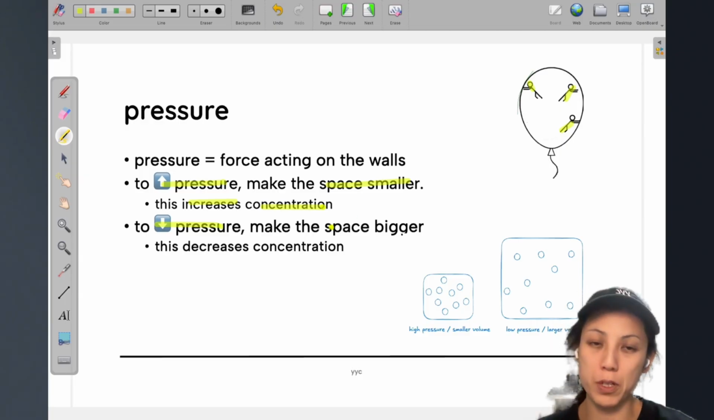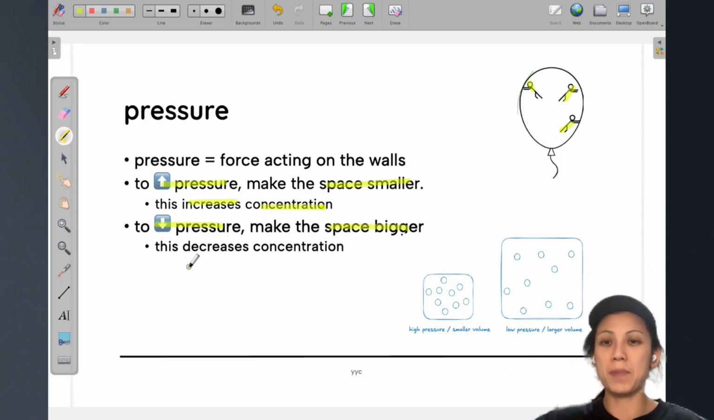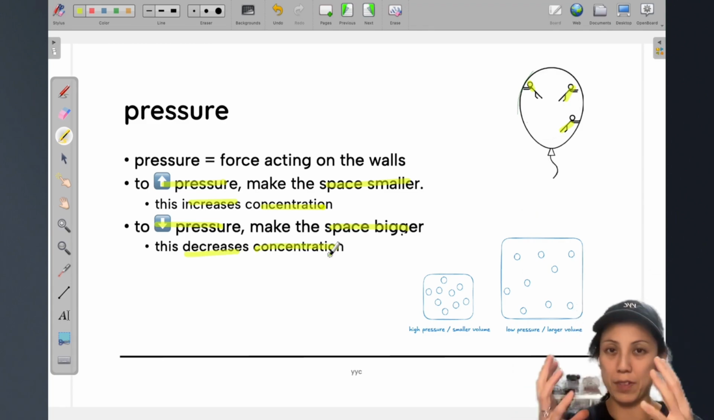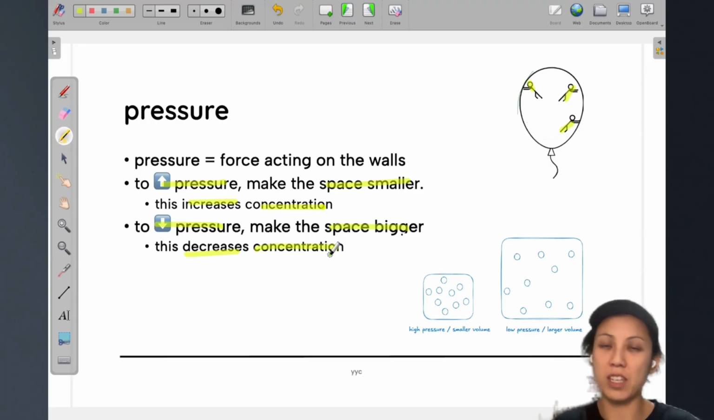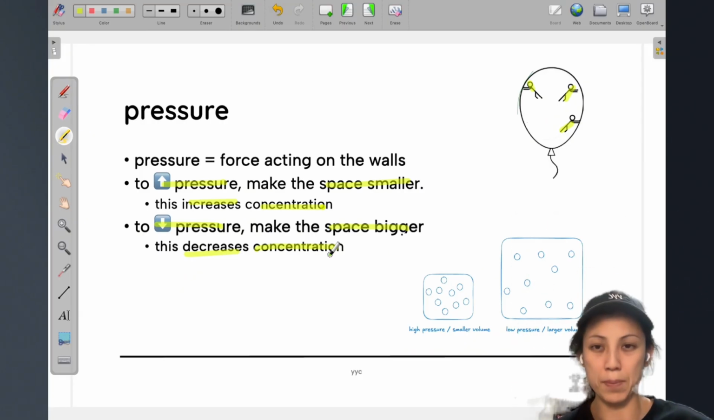So to decrease the pressure, you make the space bigger. If the space gets bigger, there's more room to move. There's less concentration. You're decreasing the concentration of the particles in that given space, which means there are potentially fewer collisions occurring, because you've got more space to move around and are less likely to hit something.